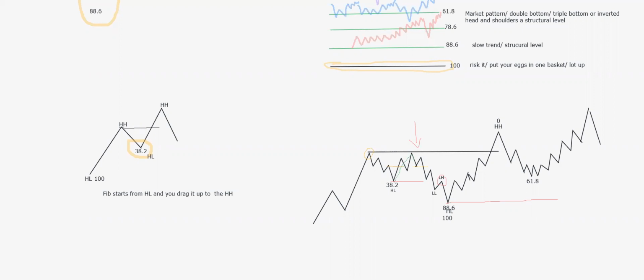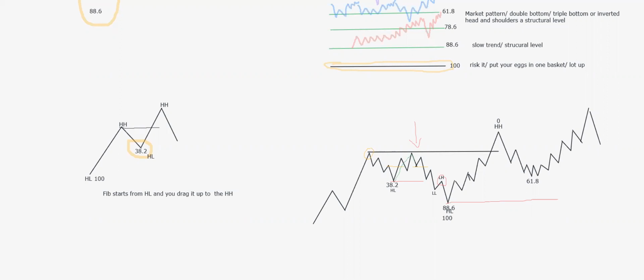This is a rule of thumb on here. If price finds support on a structural level without breaking the swing high, then there's a possibility for price to pull back further to another fib level.